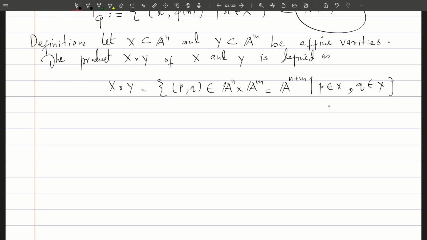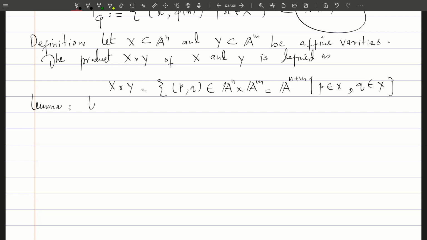Now it is natural to ask that if X and Y are affine algebraic sets, then is it true that the product X times Y is an affine algebraic set? And the answer is yes. So we have this short lemma.